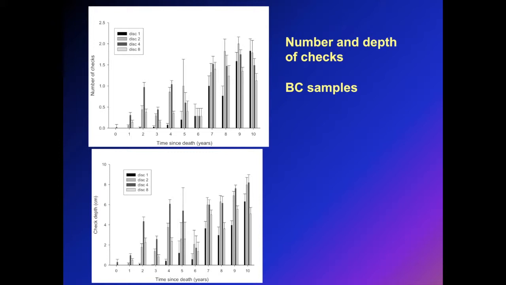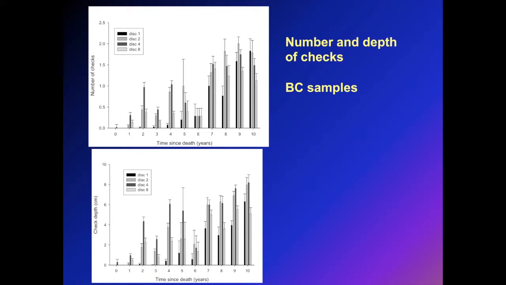The number and depth of checks, these are from the BC samples. So number of checks up here, again, the same order of discs. These are fairly small numbers, but keep in mind this is a check taken at a 4 centimeter disc. It's not representing the entire tree or entire log. A couple things to note here is that there is an increasing trend with time on both the number and the depth of checks, and that disc 4 tends to be the disc that shows the most checking over time. So it's the middle portion of the tree that has the most and the deepest checks.